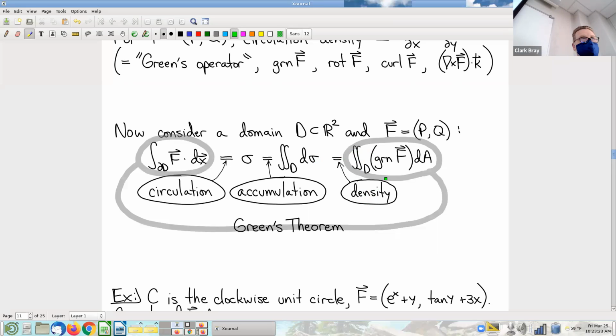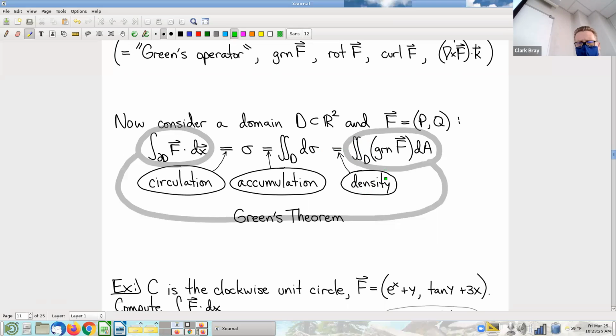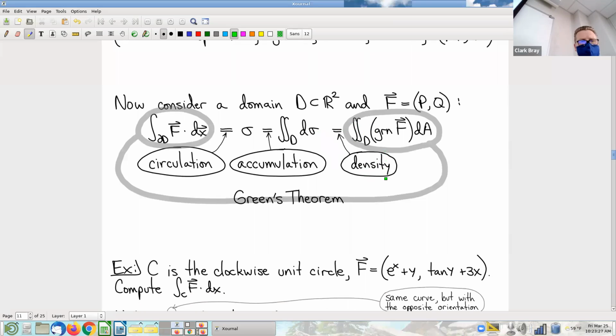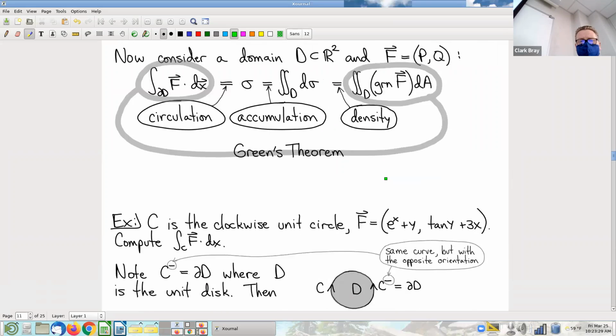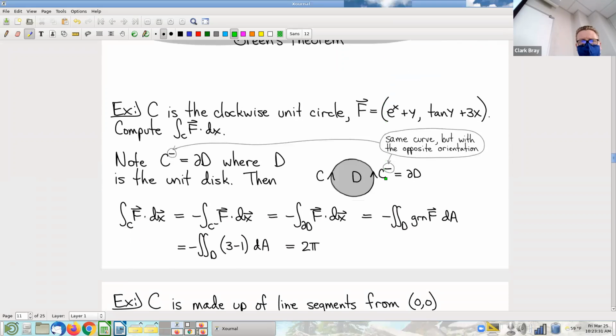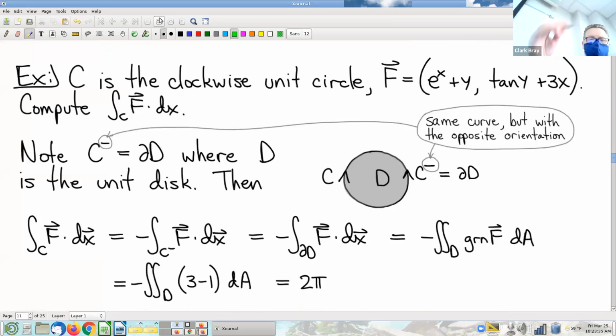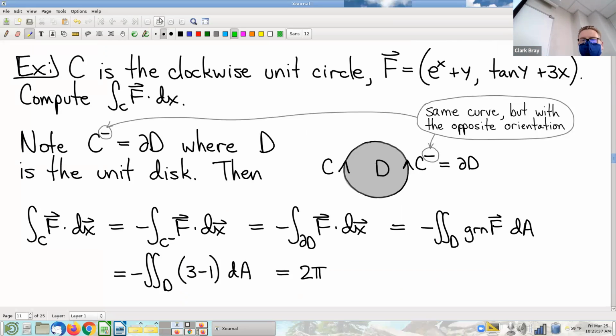All right, so there you go, Green's theorem. And let's see, I think that's where we left off last time, if I remember correctly. So let's proceed. I'm going to show you all an example. And I guess I'll zoom back in so we can see better. So suppose you want to compute this line integral.